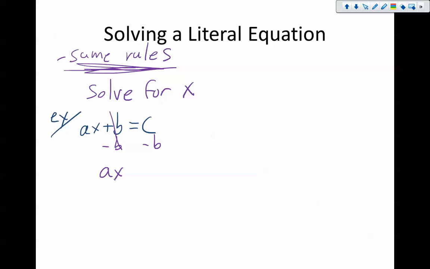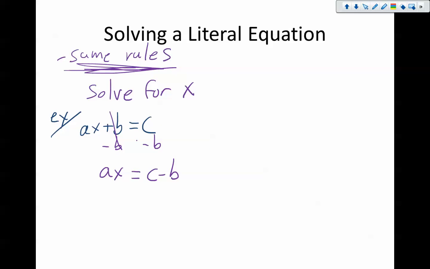And on the left-hand side, I'm left with a times x. On the right-hand side, I have c minus b, which again are different terms. So I'm just going to write out c minus b because that's what happened. I can't combine them, but I know that I am subtracting b from c because that's what it says right there. Now we're almost done.